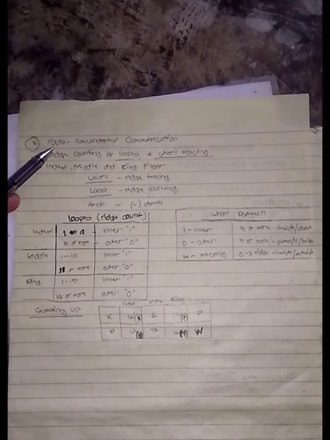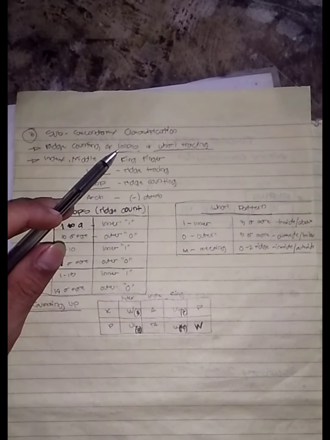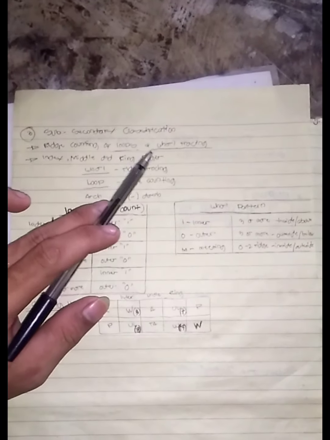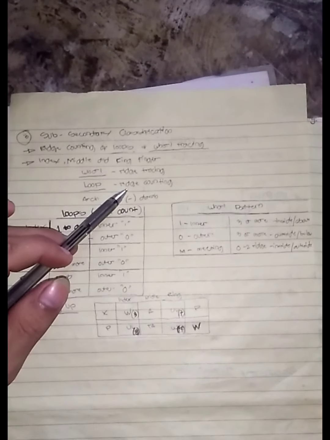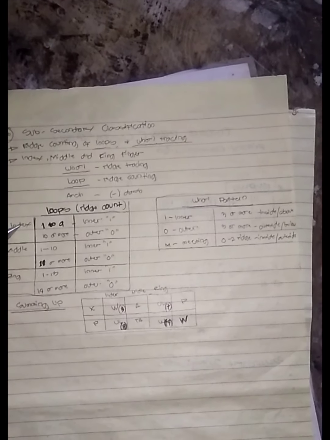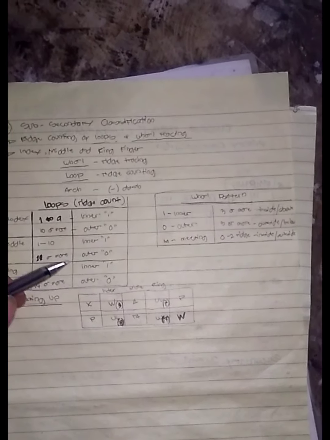Subsecondary classification. In subsecondary classification, we do ridge counting of loops and whorl tracing. Loops and whorl tracing for the index, middle finger, and ring finger. So, whorl, ridge tracing, loop, ridge counting, arc, and the dash. Loops, ridge count. In index, 1 to 9 will be inner, 10 or more will be outer. In middle, 1 to 10 will be inner, 11 or more will be outer. In ring, 1 to 13 will be inner, 14 or more will be outer.